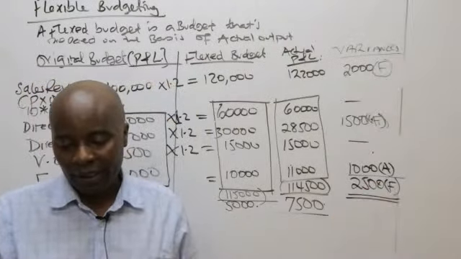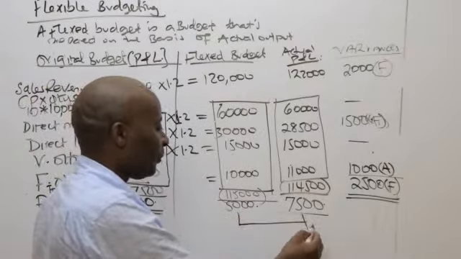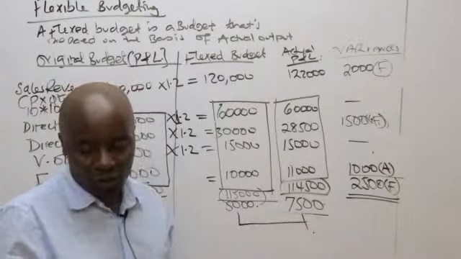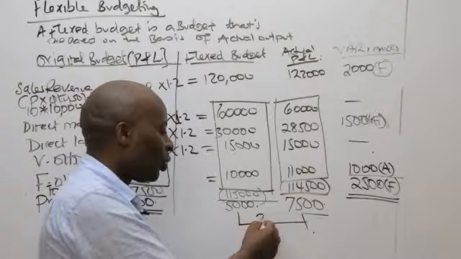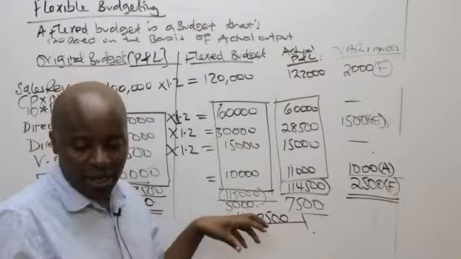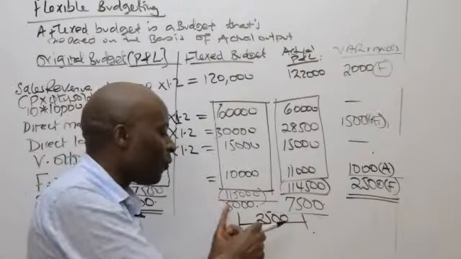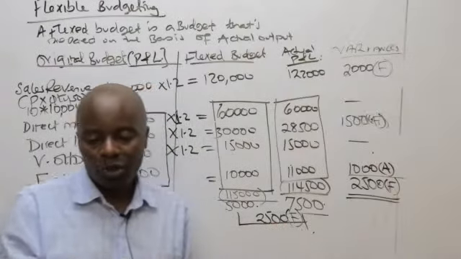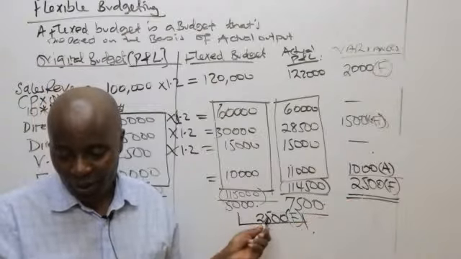Now, ladies and gentlemen, come and subtract these two. 7,500 minus 5,000 will give us what figure, somebody? 2,500. You can see that the budgeted profits here were lower as compared to the actual. The actual profits were higher, so the difference between the profits is also 2,500. Good. So 2,500 what here, somebody? Favorable. 2,500 favorable, which reconciles with this. Hence the explanation.